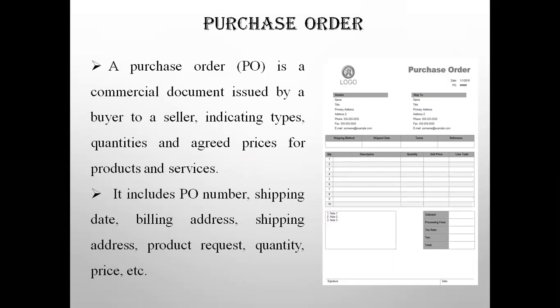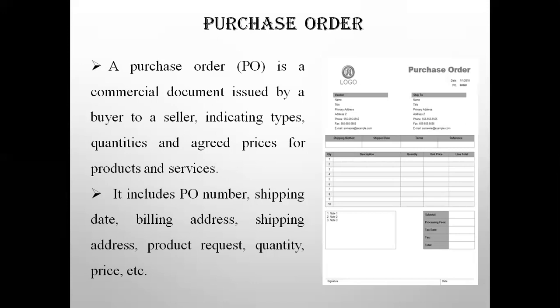A purchase order, in the bracket I have specified PO. It's a short form for purchase order. It is a commercial document which is issued by a buyer to a seller. Buyer to a seller, remember that, indicating the types, quantities and the agreed prices for the products and the services. It is used to control the purchasing of products and services from external suppliers.